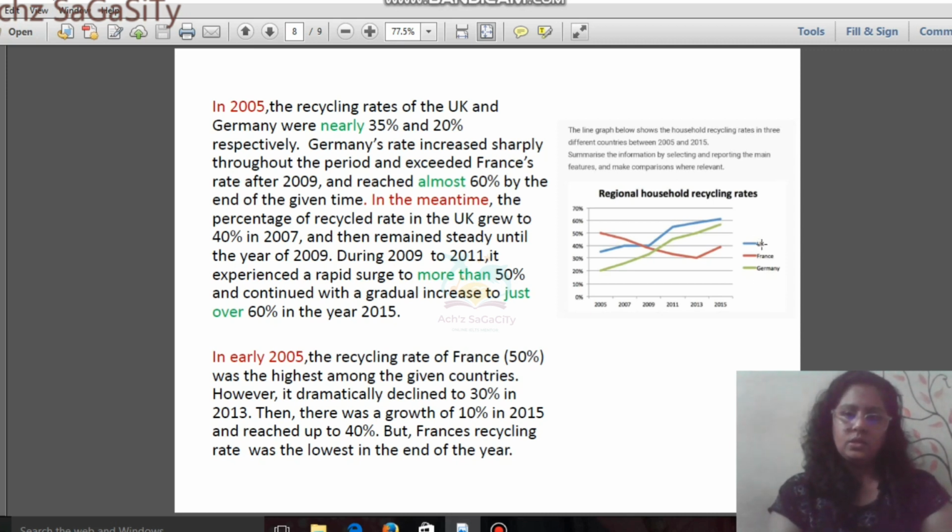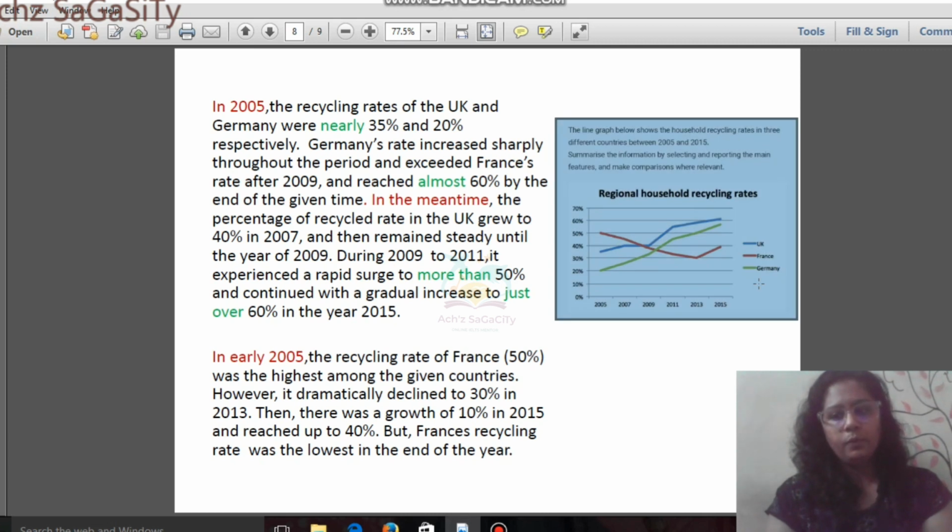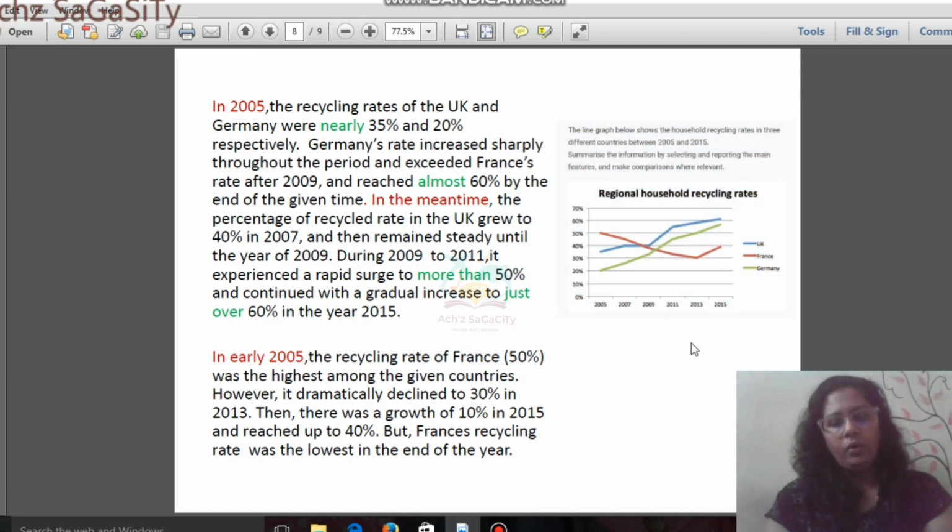So you can write those two countries in the first body paragraph and the country which shows the decreasing trend in the second body paragraph. So first we want to start with the data of the UK and also Germany, because both show an increasing trend. So in 2005, okay, the starters are not that necessary in Task 1 like in Task 2.